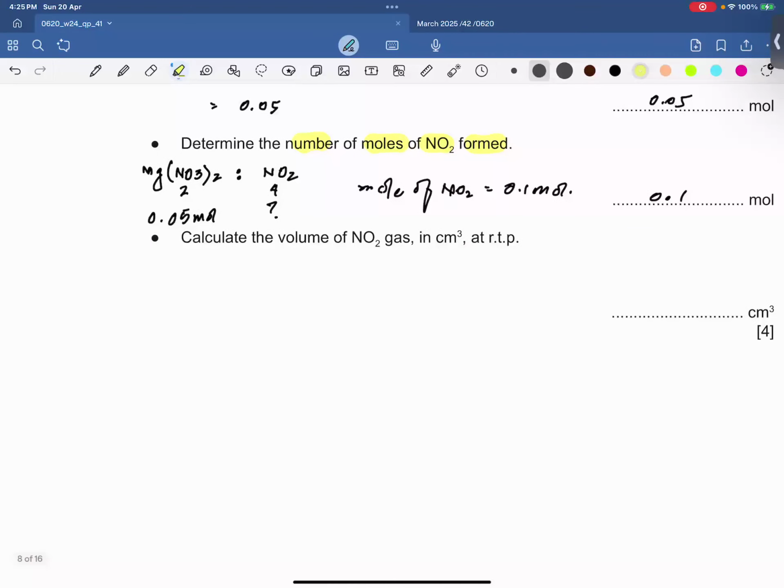Now in the next part, calculate the volume of NO2 gas in cm cube at RTP. So volume of NO2 gas at RTP is 2400 cm cube. That's for this.